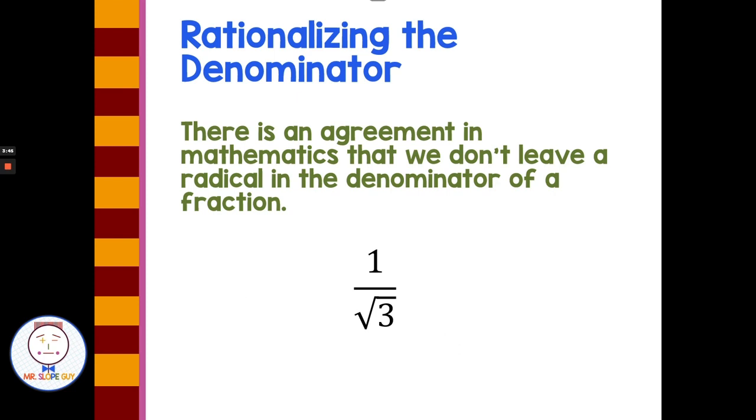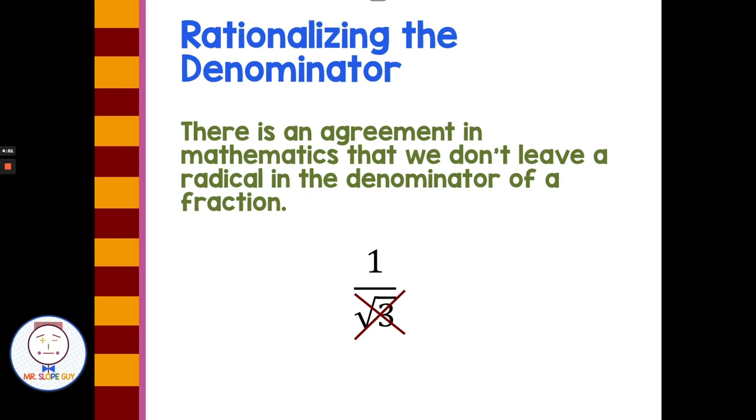Working with rationals, we don't want to have radicals in the denominator. We have a process called rationalizing the denominator, and there's an agreement in mathematics that we don't leave a radical in the denominator. That is bad. That is a no-no. We can't do that.